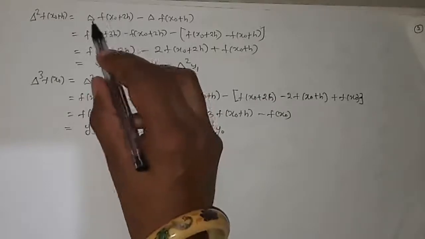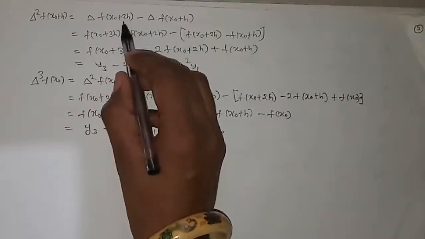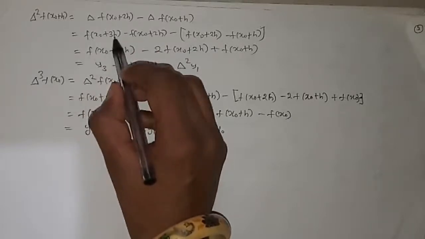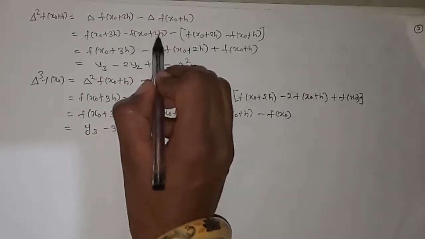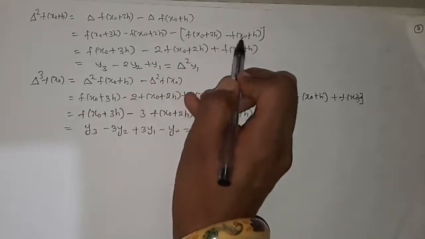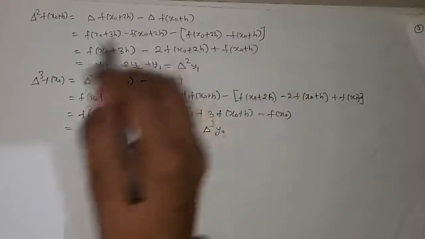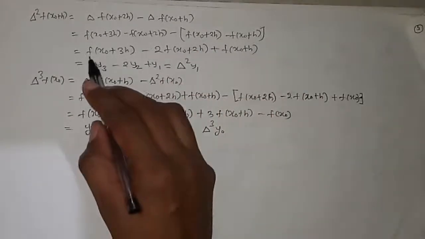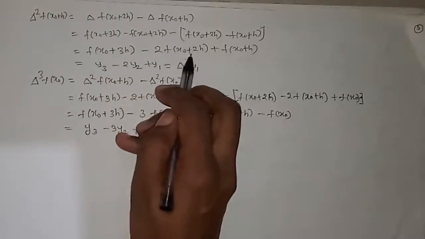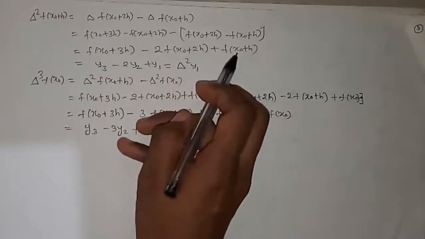So what is the forward difference of f of x naught plus 2h? This is nothing but f of x naught plus 3h minus f of x naught plus 2h, and this is f of x naught plus 2h minus f of x naught plus h. Again on solving this, I am getting the answer as f of x naught plus 3h minus 2 times f of x naught plus 2h plus f of x naught plus h.